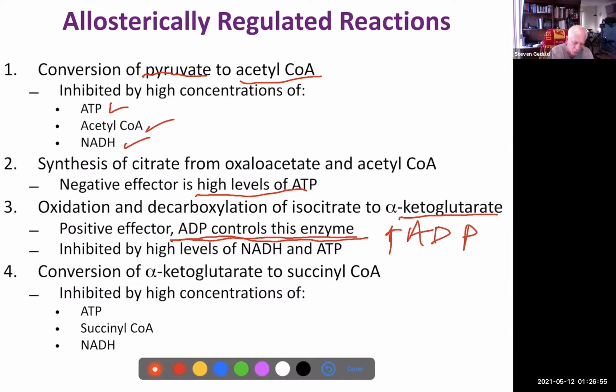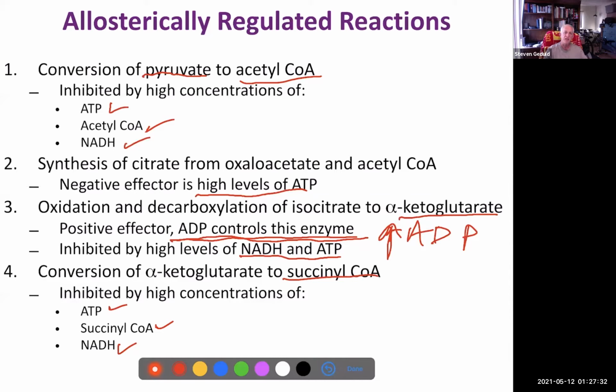So with a high concentration here, you want to run the Krebs cycle, and it's going to control it to increase the rate of the Krebs cycle. Where it's going to be inhibited, negative control by NADH and ATP. If those are around, then that has a negative control on the cycle and slows it down. Okay. Conversion of alpha ketoglutarate to succinyl coenzyme A is inhibited by high concentrations of ATP, succinyl coenzyme A, and NADH. Okay? All of those are already present. That step's already gone through. So if you have high amounts of the product, you don't need more of it. You have a high amount of ATP, don't need more of it. Don't need to keep running. High amount of NADH, you don't need to keep running.